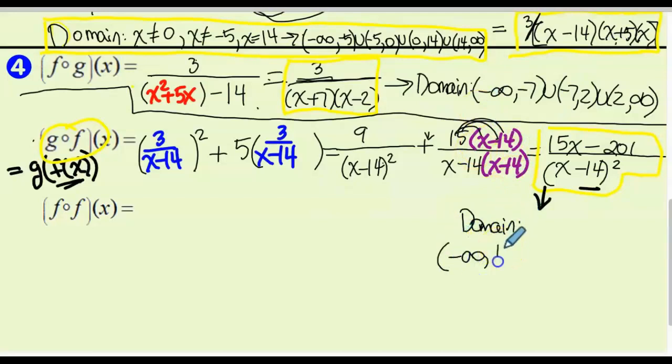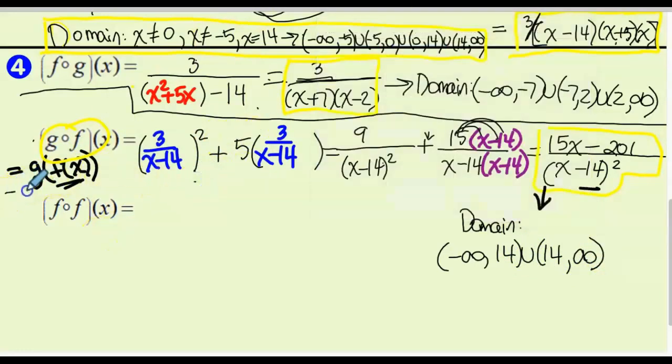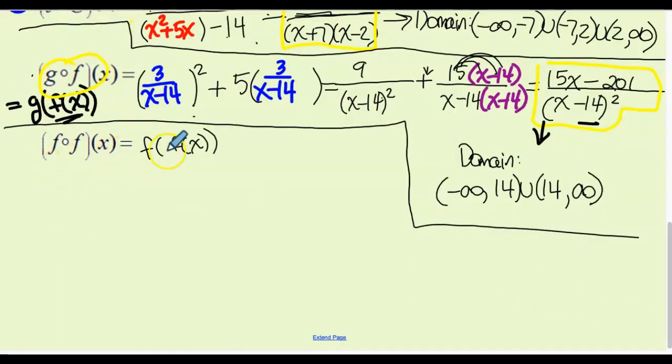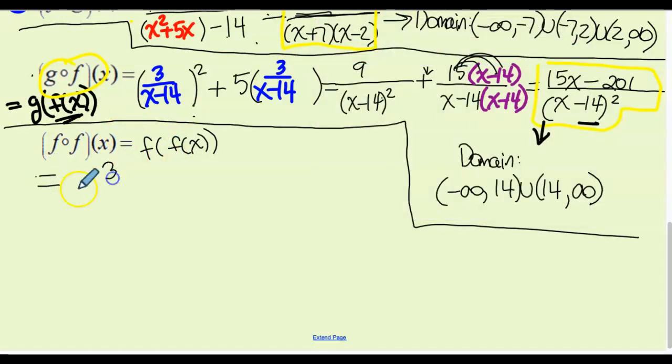Okay, notice that the domain we're writing right now, negative infinity to 14, 14 to infinity, a bunch of times, is because it was just the original domain of the function f of x. So once you get that one domain correct, you get a lot of other domains correct as well by composing and adding, subtracting, stuff like that. All right. So now let's do f of f.